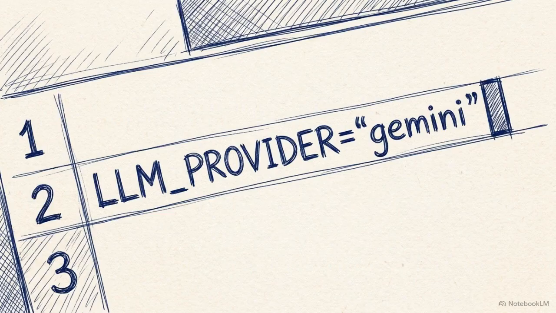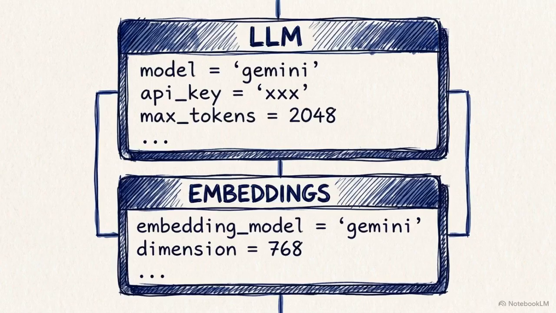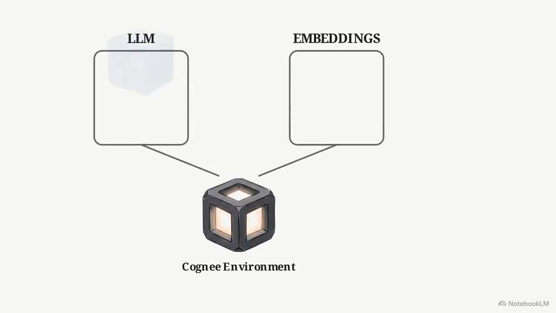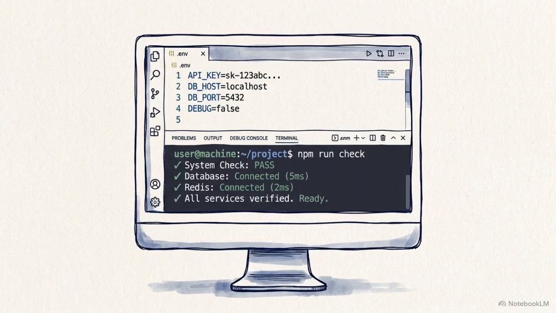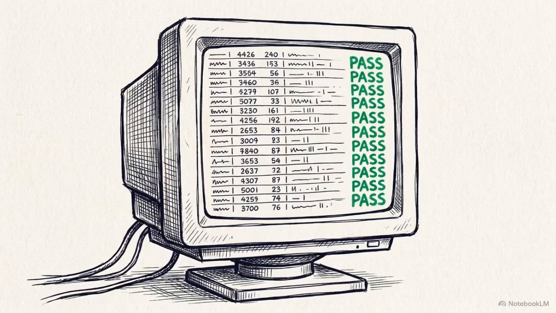If you prefer to use an alternative provider like Gemini, you must explicitly configure both the language model and the embedding model in your environment file. If you only change one, the unconfigured half will silently fail or route back to OpenAI. For this first run, relying on the default OpenAI configuration locks down your variables. It guarantees a mathematically predictable environment to verify the core code.